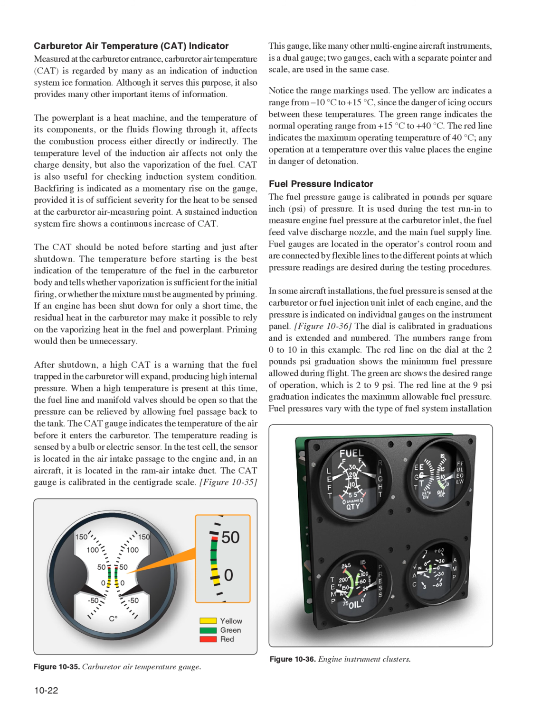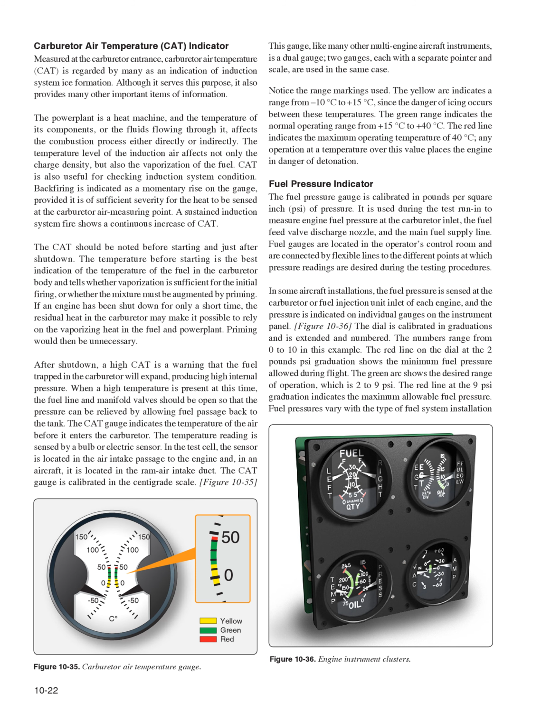After shutdown, a high CAT is a warning that the fuel trapped in the carburetor will expand, producing high internal pressure. When a high temperature is present at this time, the fuel line and manifold valves should be open so that the pressure can be relieved by allowing fuel passage back to the tank. The CAT gauge indicates the temperature of the air before it enters the carburetor. The temperature reading is sensed by a bulb or electric sensor. In the test cell, the sensor is located in the air intake passage to the engine and, in an aircraft, it is located in the ram air intake duct. The CAT gauge is calibrated in the centigrade scale.